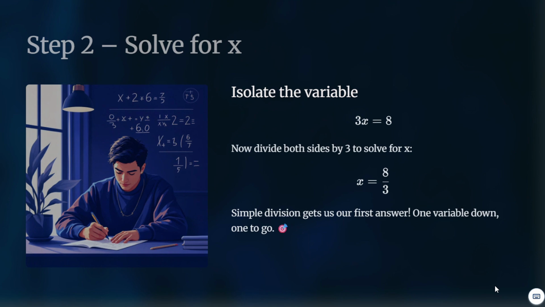Starting with 3x equals 8, if we divide both sides by 3, x is equal to 8/3. So that gives us our first answer. One variable down, one to go.